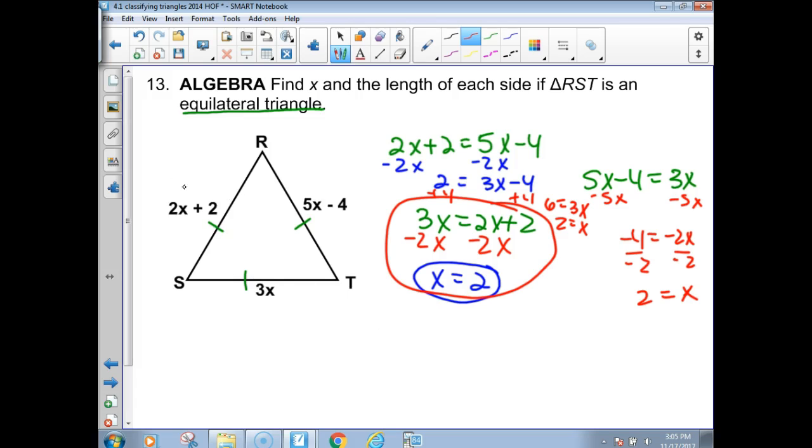All right, so now we got the sides. 2 times 2 plus 2 would be 6. Okay, all the sides are 6. So SR equals RT, which equals ST, and they're all 6. You could write it like that. And now you got all your answers.